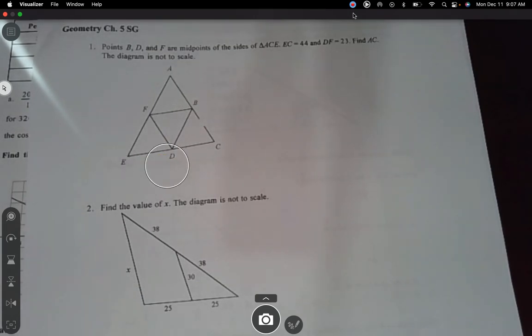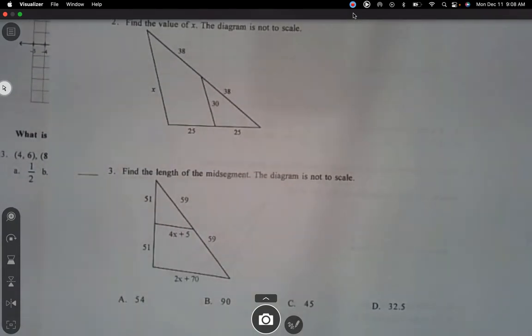All right, the next one, number 2, they want us to find X. This is the same type of problem. They tell us, okay, these two pieces are equal, these two pieces are equal. If this is 30, what's X? 60. Okay. That X is 60. That's all you needed to know. All right, number 3 is the same concept. They just want you to use algebra with it.